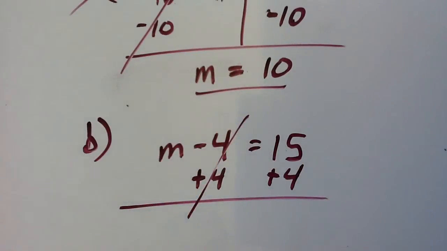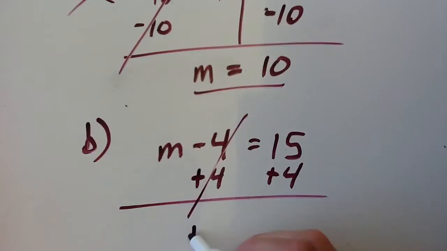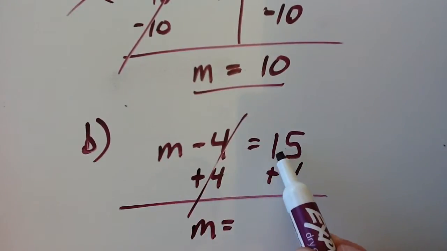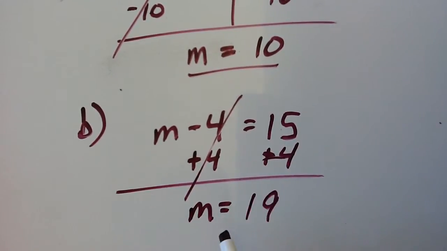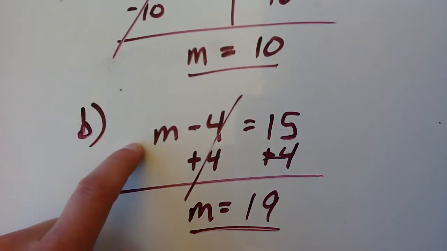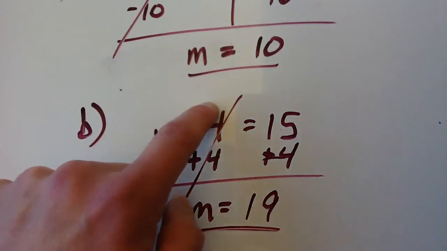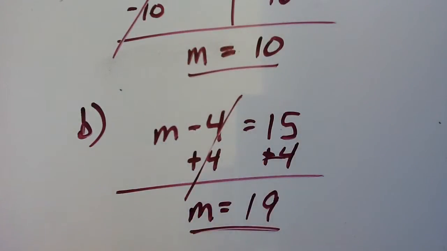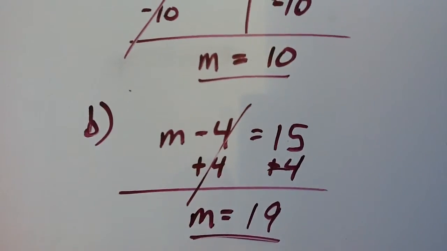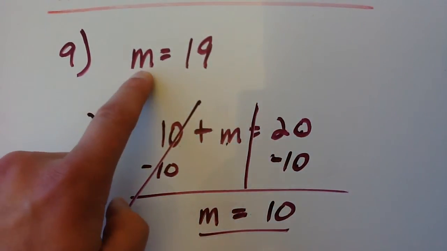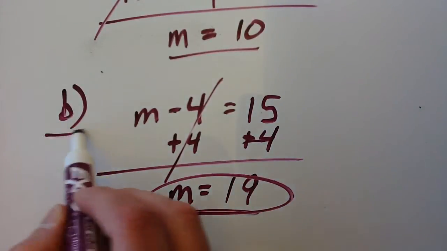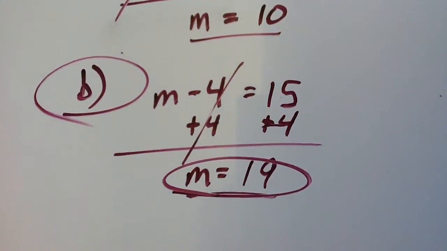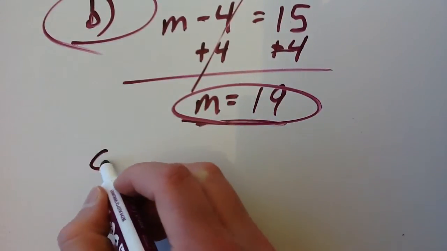Negative 4 plus 4, that is 0. So I'm left with m on the left side, and on the right side of my equal sign I have 15 plus 4. 15 plus 4 is 19. Now we can always go back and check. We can plug 19 back in for m and see if it's true. Does 19 minus 4 equal 15? Yes, it does. So that means we solved correctly. Now remember, in number 9 we're looking for in which equation m equals 19. Well, we have m equals 19, so that would be letter B. So letter B must be our correct answer, but let's try C and D.